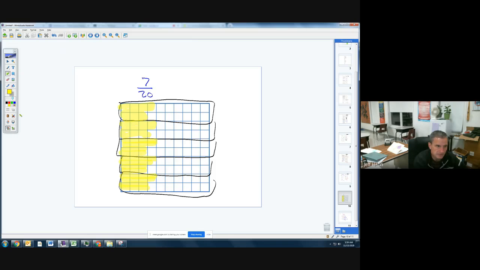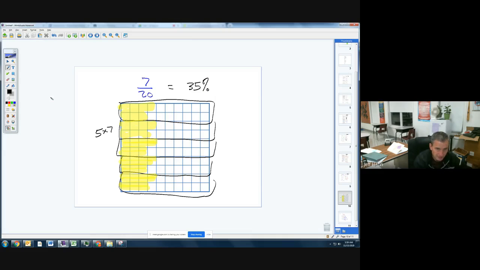How many groups of 7 did we shade in that whole thing? Looks like 1, 2, 3, 4, 5. 5 groups of 7. And 5 times 7 means I shaded in 35 of the 100 blocks, for 35%.